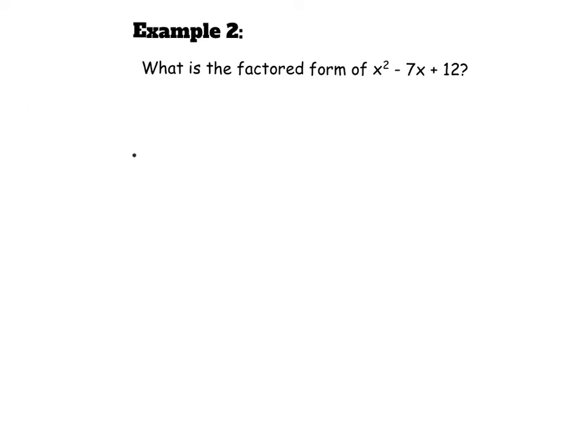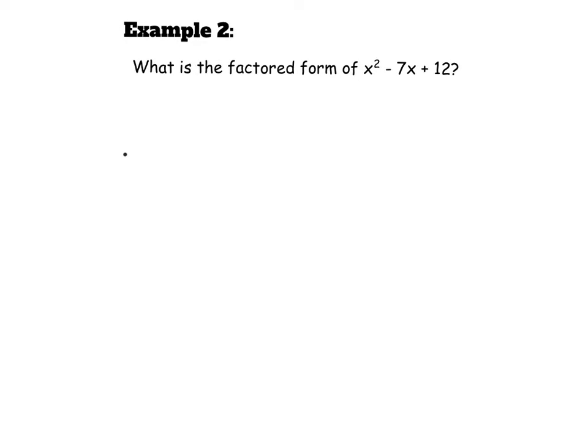Here we have the two examples that I'm going to do for you. I'm going to start with example 2. What is the factored form of x squared minus 7x plus 12? The way we're going to go about trying to figure out what two binomials will multiply together to get you that trinomial is we're going to use a t-chart.